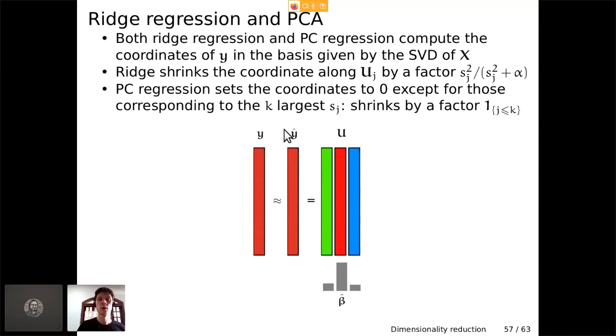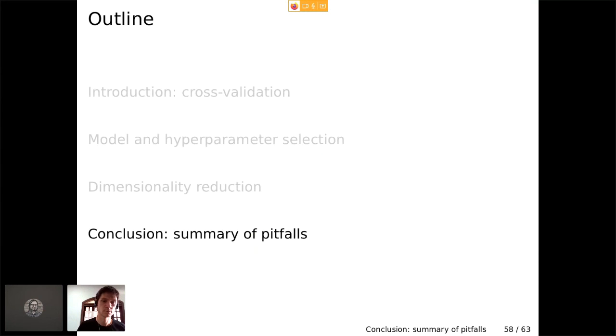So although their implementation is different, and in one case we see it as two steps, dimensionality reduction then linear regression, and the other is just one ridge regression, they are not that far apart.